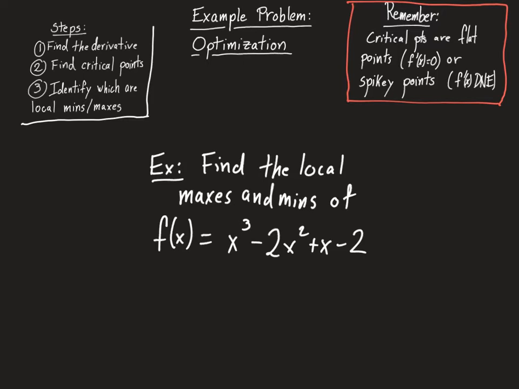Okay, so the example problem I want to cover today is pretty straightforward. It's asking you to find the local maxes and mins of the function f of x equals x cubed minus 2x squared plus x minus 2.